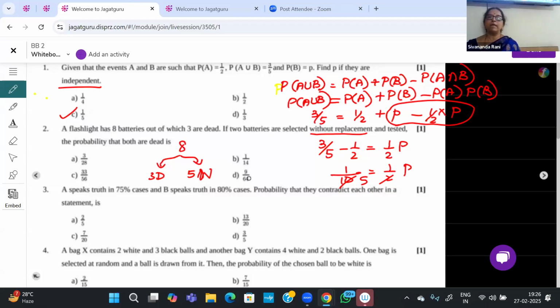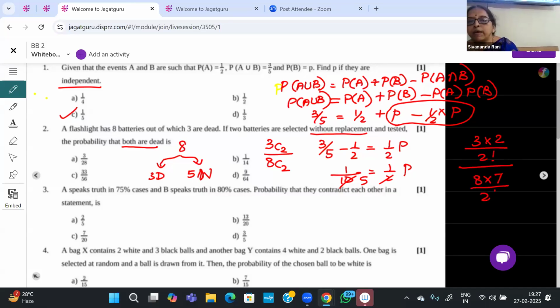So what is the probability that both are dead? 3C2 by 8C2. Did you all get this? 3C2 by 8C2. Hope you remember how to calculate combinations. 3C2 means 3 multiplied by 2 divided by 2 factorial, and 8C2 means 8 into 7 by 2 factorial.